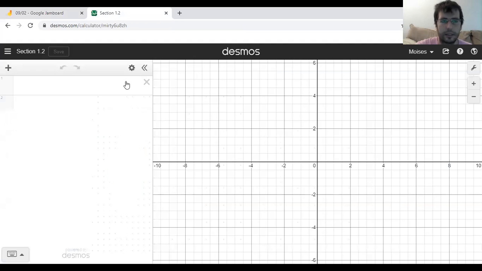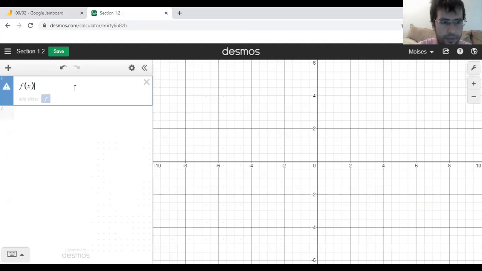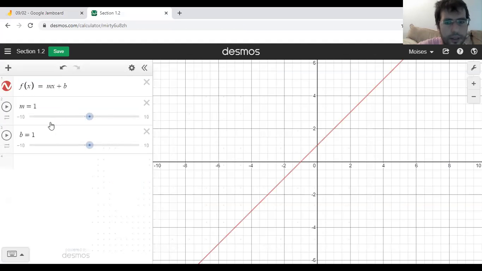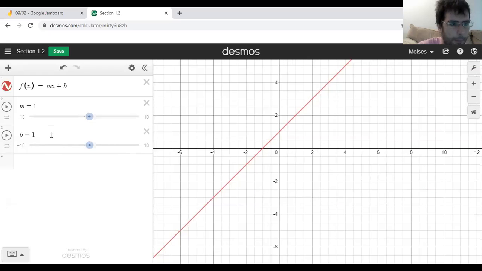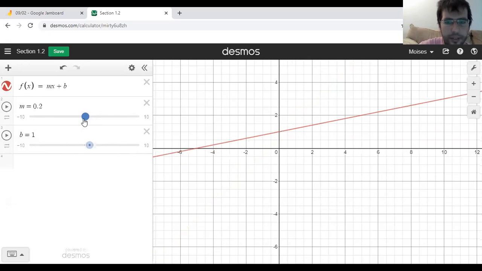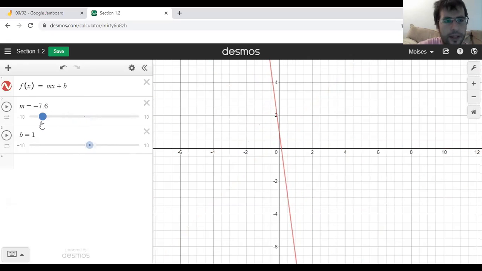I can make a fancy graph. I want to show you this because it's just so easy to use. You write f of x equals mx plus b. Without doing anything, it asks if you want to make a slider for these letters that you wrote. So now this is the function x plus 1. And I can change the slope, and I can see how the function changes.